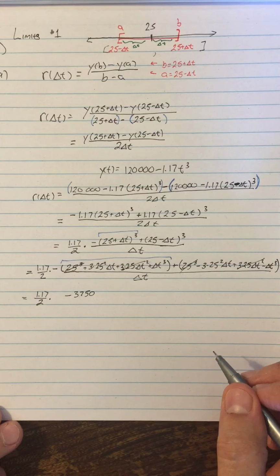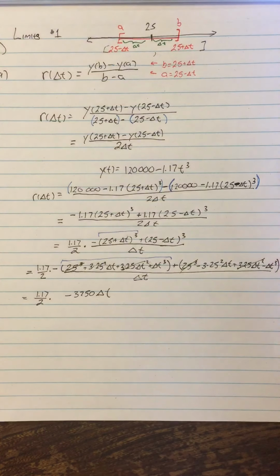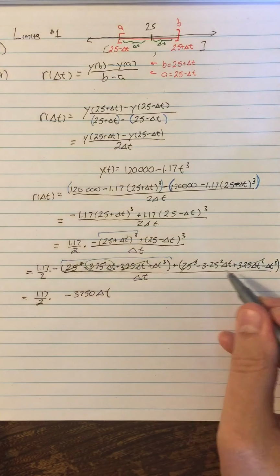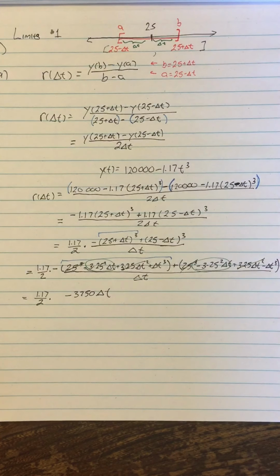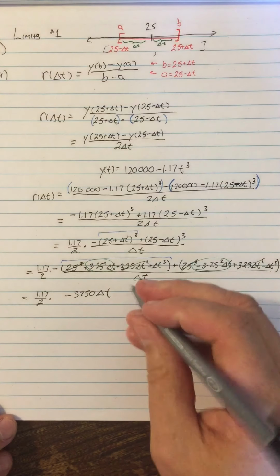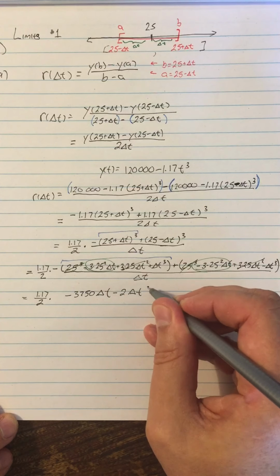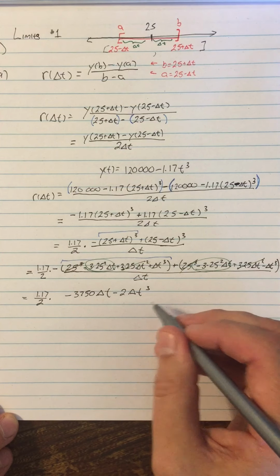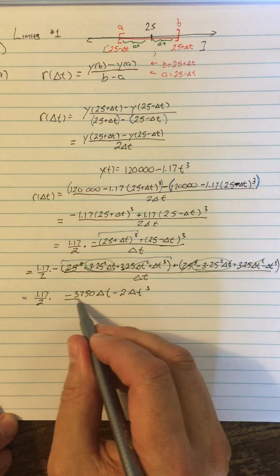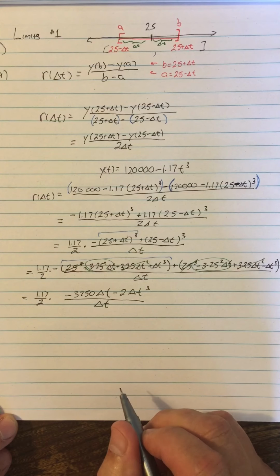So I have negative 3750 delta t. That's from these two terms. And then my last two terms are the negative delta t cubed plus negative delta t cubed. So I have minus 2 delta t cubed. And then in the denominator, I just have delta t. All right, so that is, in fact, my simplified expression.